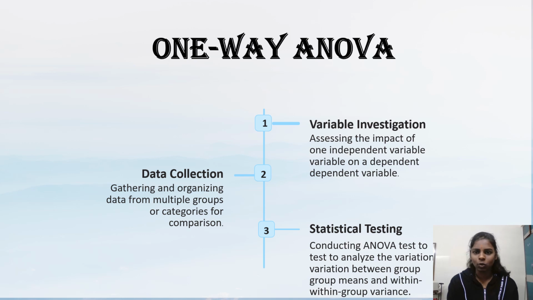Now let us see what is one-way ANOVA. It is one type in ANOVA. In ANOVA, there are three types of ANOVAs. Now let us see first one-way ANOVA. Variable investigation: assessing the impact of one independent variable on a dependent variable. Data collection: gathering and organizing data from multiple groups or categories for comparison. Statistical testing: conducting ANOVA tests to analyze the variation between group means and within-group variance.